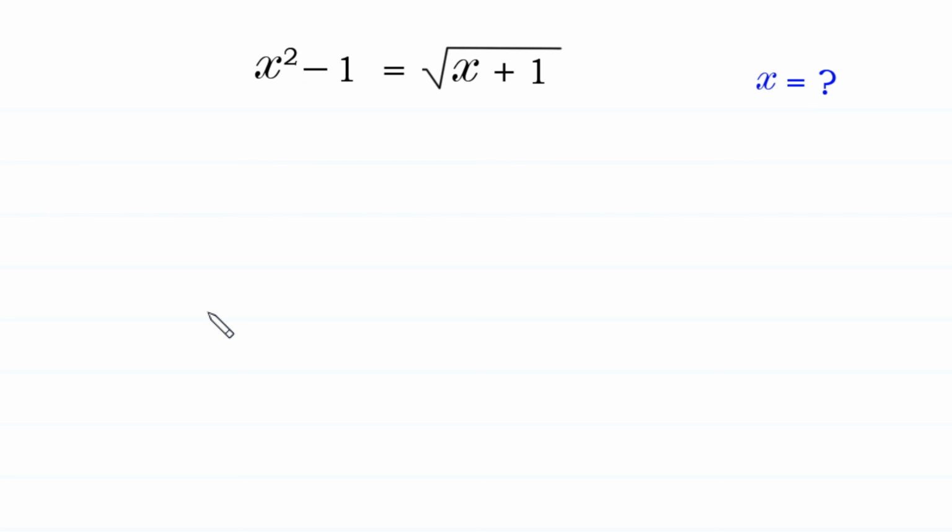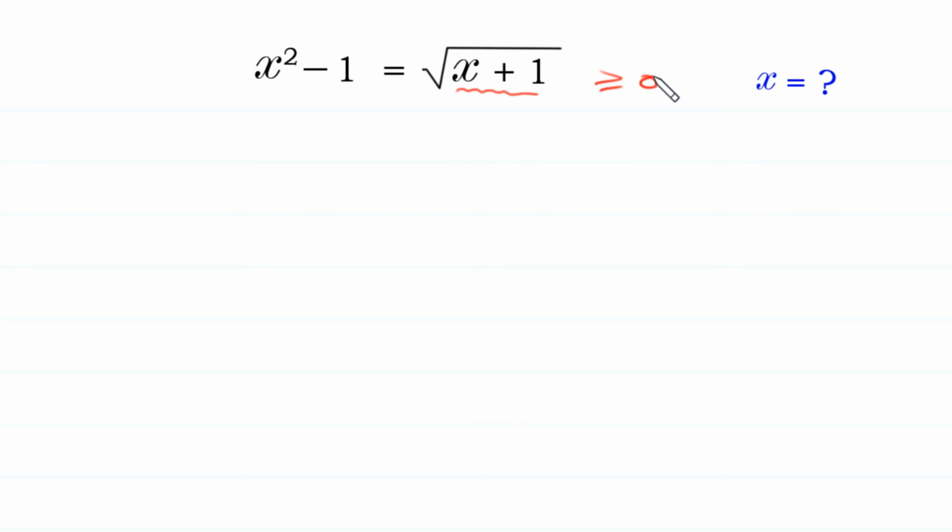Hello, welcome to how to solve this very nice radical equation. x squared minus 1 is equal to square root of x plus 1, and we need to find all possible values of x.